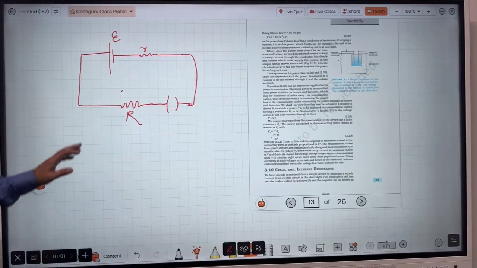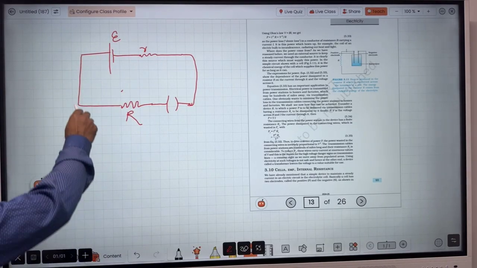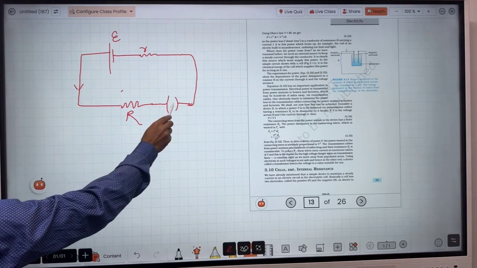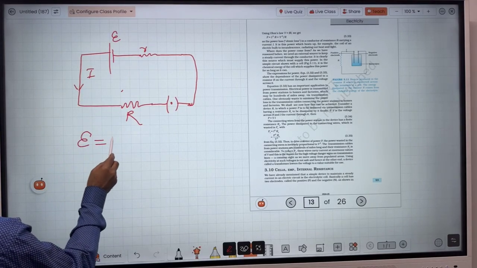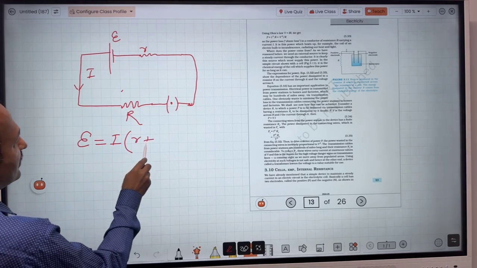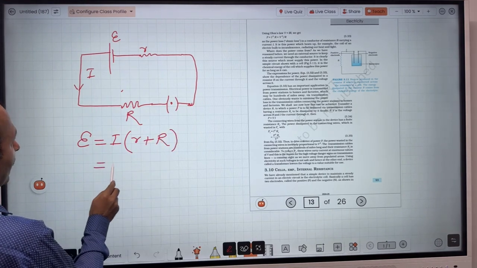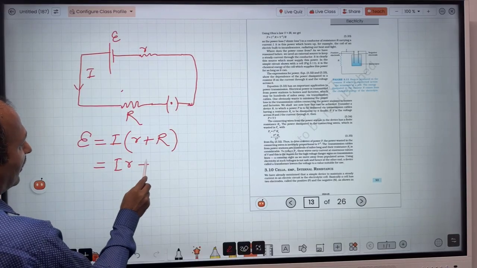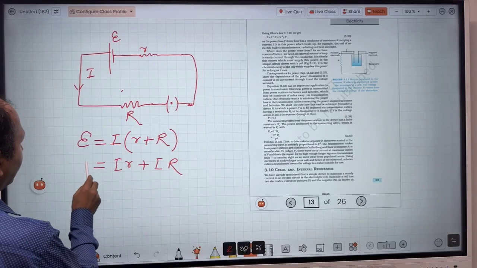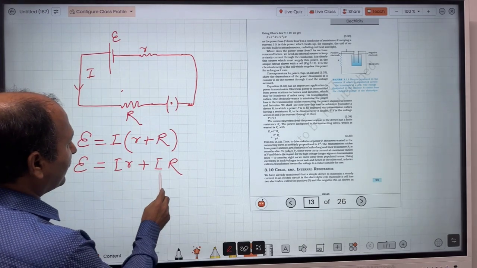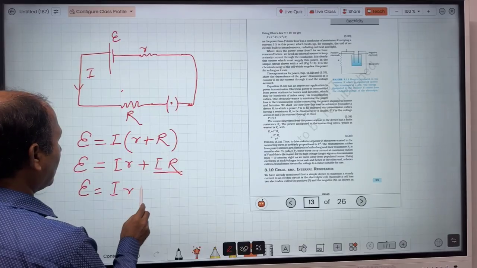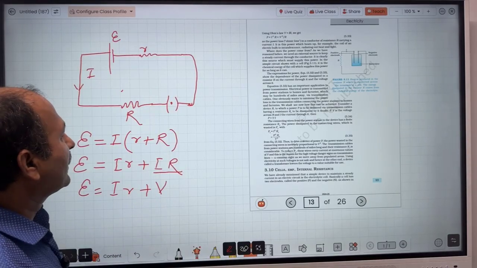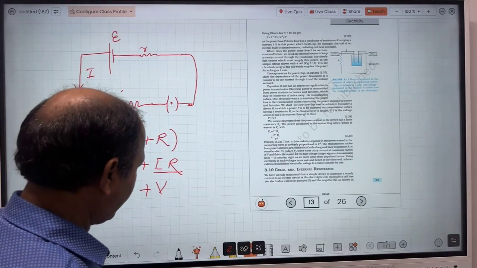Suppose we write EMF of cell as E, so direction of current will be like this when switch is closed. So if we say that this current is I, then we can write E equal to I times total resistance, small r plus capital R, or I times small r plus I times capital R. If you remember from Ohm's law, IR equal to V, so we can write it as Ir plus V. Here V is called terminal voltage.